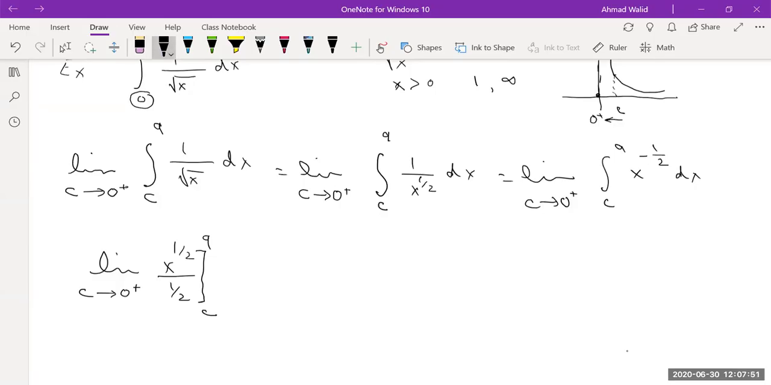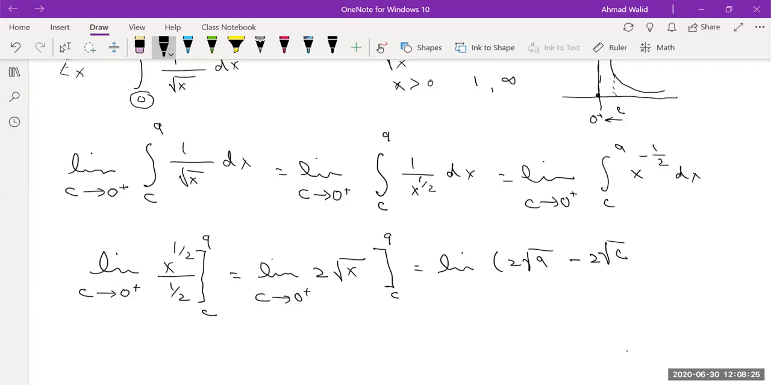From here, if you simplify, it will be limit 2x to the power of 1/2, or you can write 2 square root of x, as c approaches 0 from the right. From where to where? From c to 9. Now plug in the upper limit, plug in the lower limit. This one will be limit of 2 radical 9 minus 2 radical c as c approaches 0 from the right.